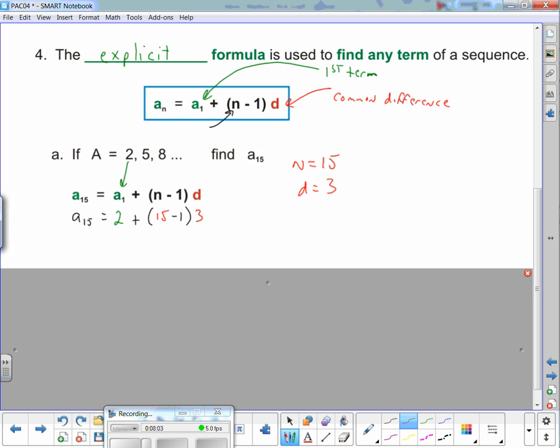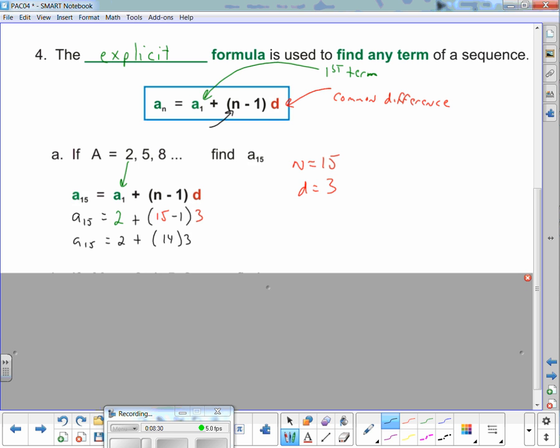At this point, it's an order of operations problem, right? We're just trying to figure out the value of the number. So your next line, this is how your work should look. Still a sub 15. Hopefully you all agree you still got the 2. And now we go inside the parentheses and get a 14. And then the 3.